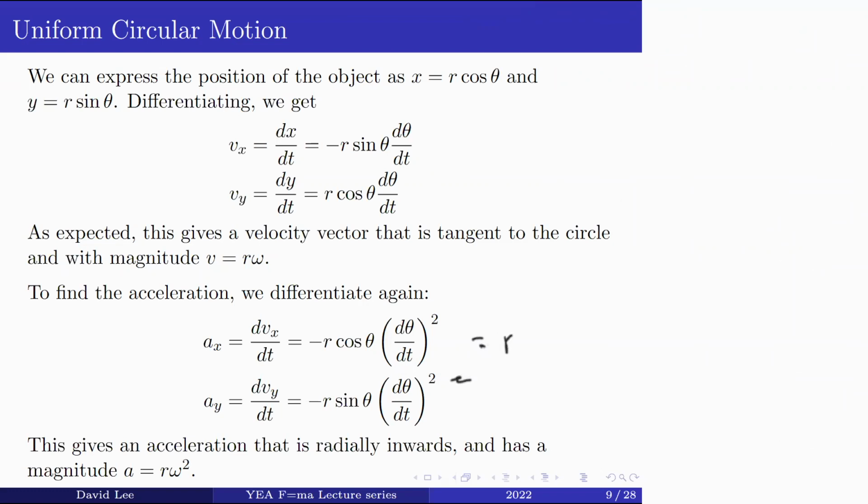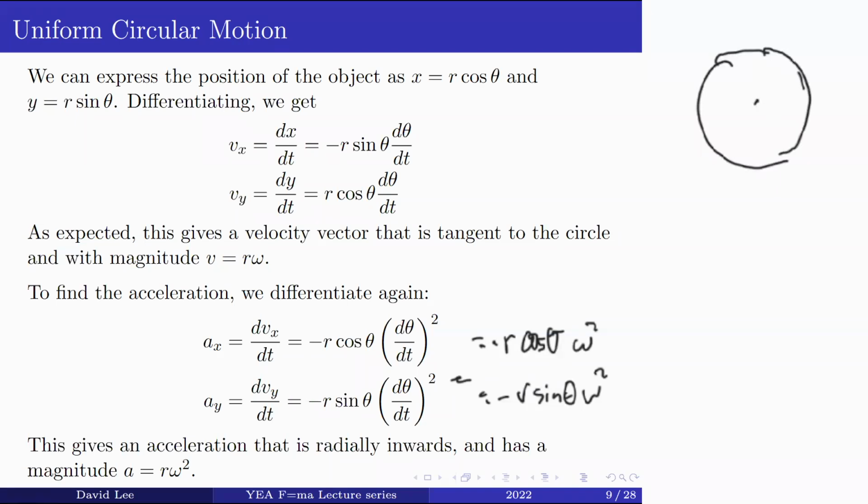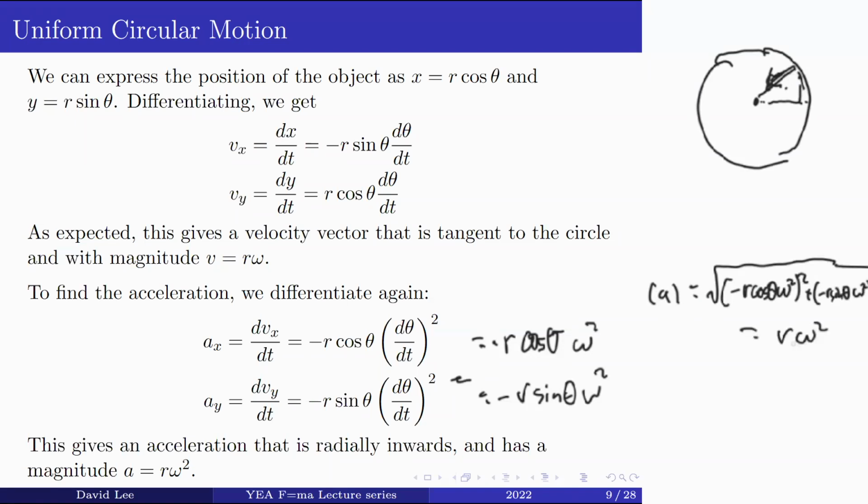So this is r cosine theta omega squared, and this is negative r sine theta omega squared. All right, what does this mean? Well, if we draw in our acceleration here, we'll find that it's in this direction, and its magnitude is the square root of negative r cosine theta omega squared plus negative r sine theta omega squared, and this is r omega squared.